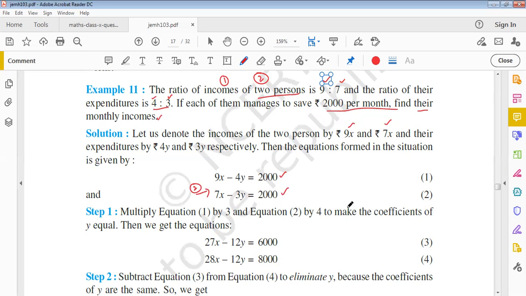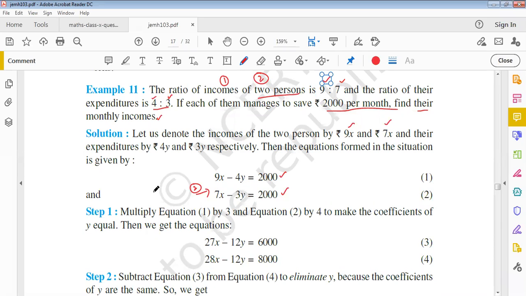After that, you can do the elimination method, substitution method, or cross multiplication method. Whichever method is comfortable to you, you can adopt it. Then after that, please cross check whether you got the correct answer or not.